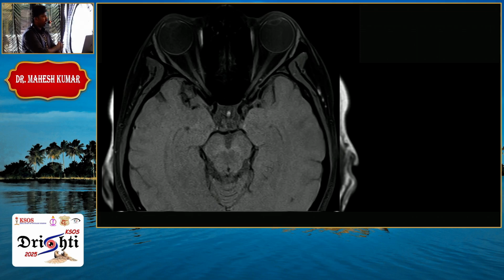This is a fat sat image of T1. Water is dark, vitreous is dark. Posterior to that we should be seeing the fat, which is white in color. Because it's a fat sat image, fat also appears black in color.